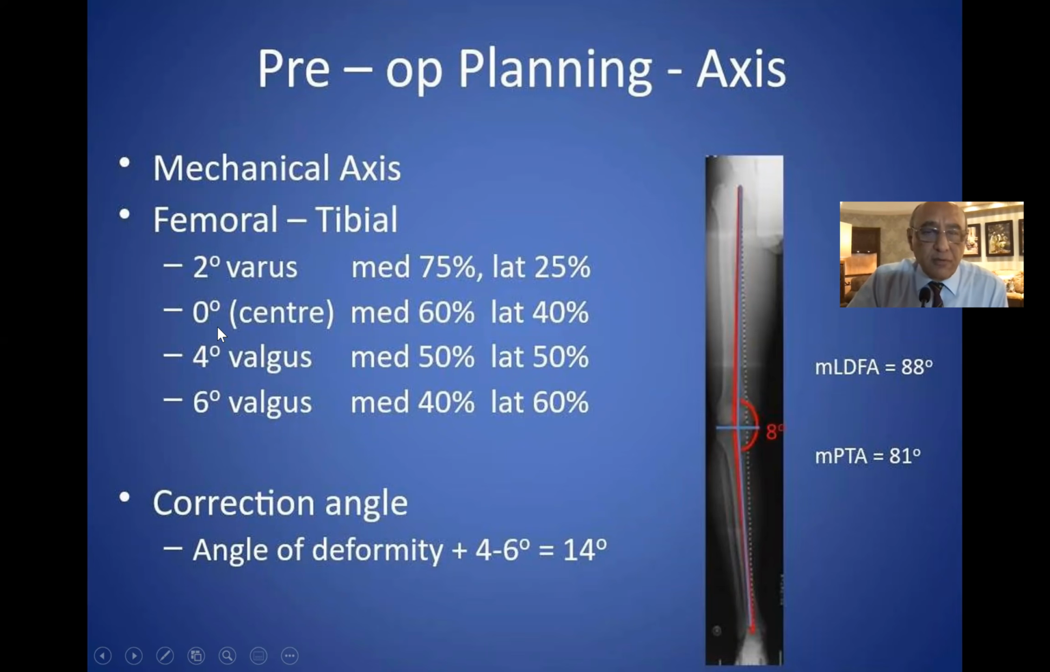When the mechanical axis is 0, then 60%, as we said, of the load comes on the medial condyle and 40% on the lateral. If we go up to 6 degrees of valgus, then the reverse occurs. Medial load is 40% and 60% on the lateral femoral condyle, which should be targeted.